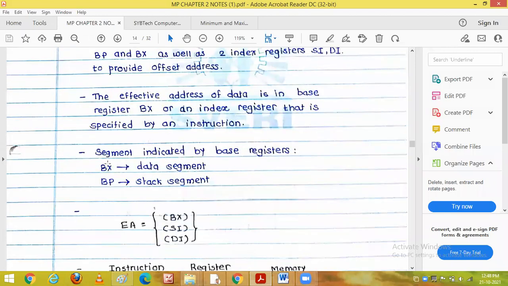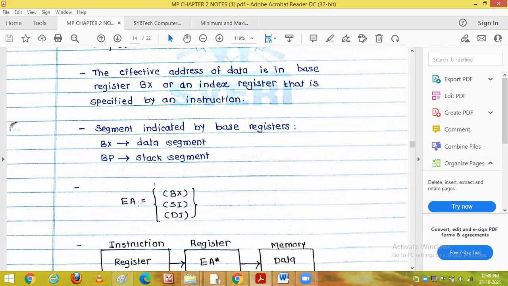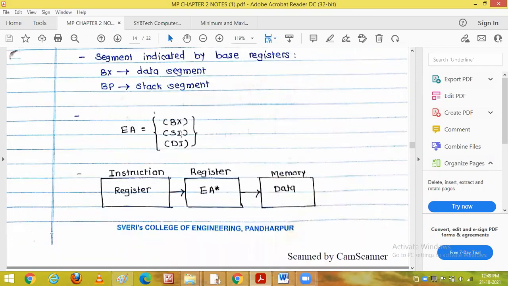And one more, that is segment indicated. Segment means what? It is a part of memory, a sub part of memory, that is indicated by two base registers. It may be BX for data segment and BP for stack segment. So data segment and stack segment, we call it base register and base pointer. And one more, that is the effective address register: BX means base for the data segment, BP for the stack segment, and source index and destination index for data.